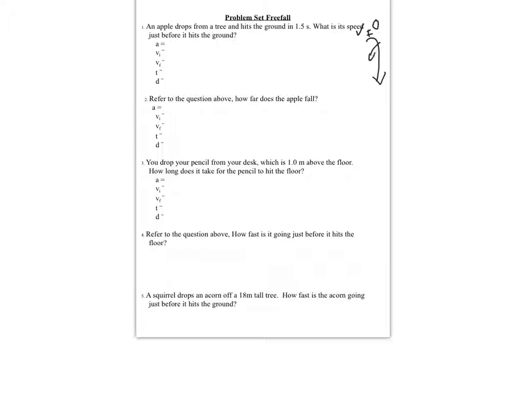Gravity is what's pulling me down, and it wants us to find the speed just before it hits the ground. So we must be looking for our final speed. And they tell us that our time is 1.5 seconds. So we have an acceleration of negative 9.8.